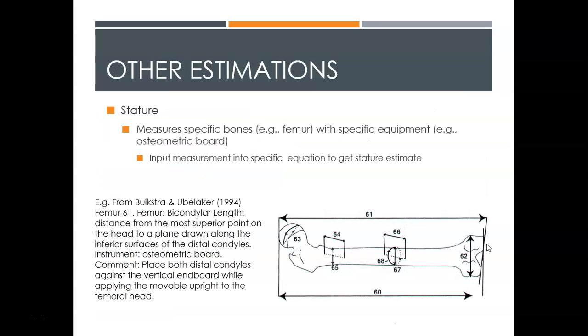We can do some other estimations. We can estimate the stature of an individual. So here's an example of how we can take a femur and we can take some measurements. We can put it into a specific equation, and based on our knowledge of that individual's population, we can get an estimate for how tall they were in life.